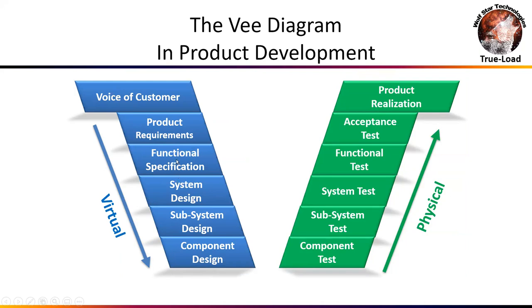And then when you want to start verifying that you've got things right, you'll come up on the physical side of things and start doing component tests, subsystem tests, system tests, all the way up to the final acceptance and launch of the product. So this is pretty much a standard product development V diagram here.